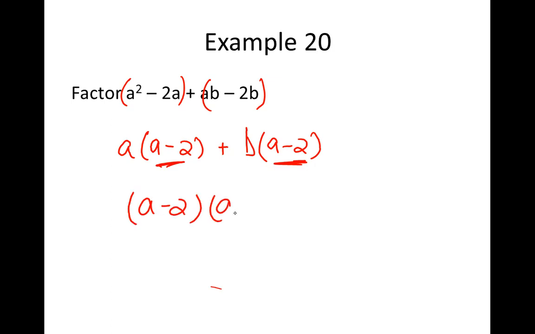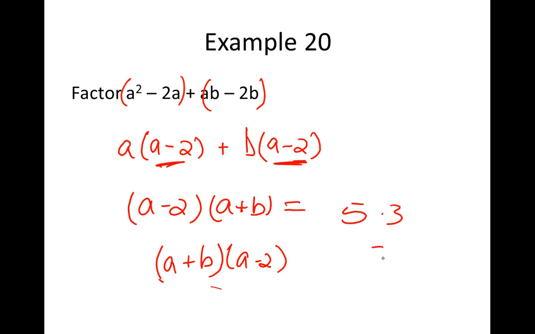Now it's often asked, can I write it A plus B times A minus 2? Well, sure, these are equivalent, right? I mean, 5 times 3 is the same as 3 times 5. Multiplication is commutative. So yes, these are the same thing. Both of these are perfectly fine.